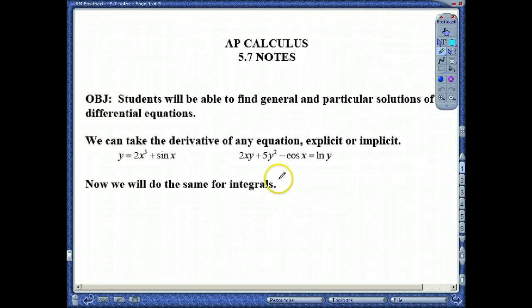Welcome to section 5.7. We're going to continue on with our differential equations that we're going to be solving. This time we're going to find the general and the particular solutions. General means you're still going to have a C. Particular means they're going to give you a point and there will be no C because you will be able to find out what that constant is.